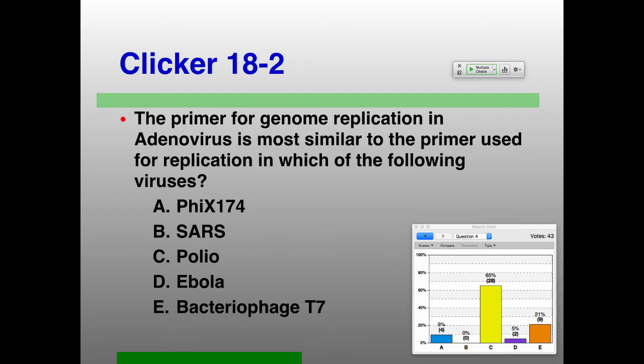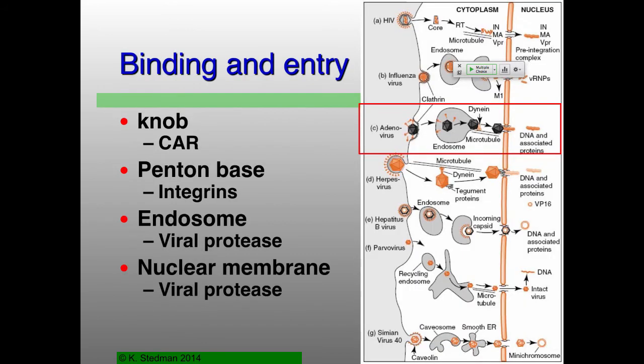So would primer for replication be a good idea in terms of making a table, in terms of comparing all of the different viruses? I think that would be a very good idea in terms of adding it to a table, in terms of thinking about what to study. Okay, so yes, it is polio VPG. We'll talk more about replication and this ITR structure in just a minute.